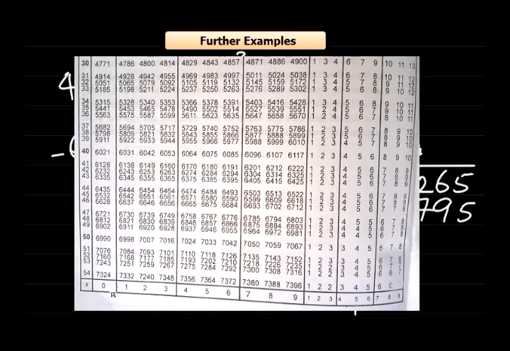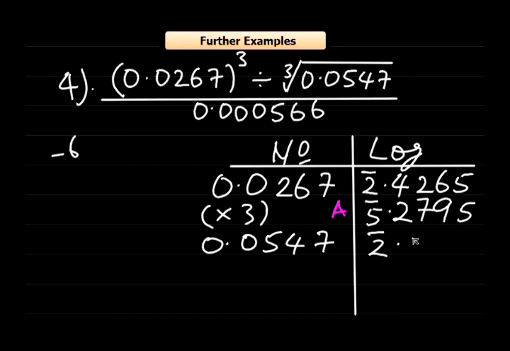54 under 7 is 7380. Write it down here. 7380. Okay, that's the logarithm of this value. Then we divide it by 3. Divide it by 3. Okay, so this one is going to give us another thing entirely.